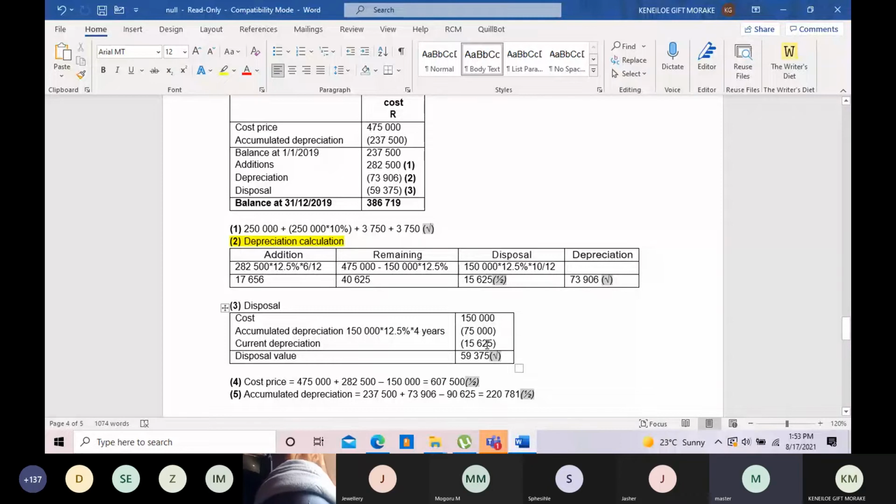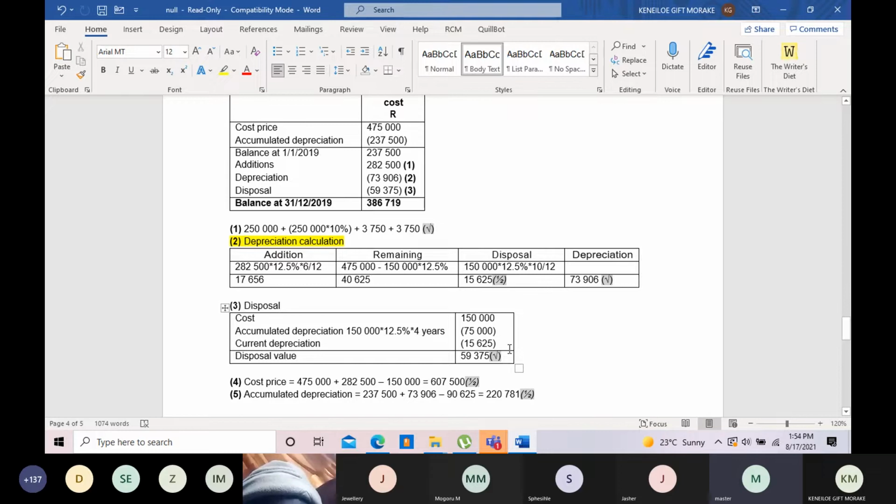You combine the depreciation. You recall that if you're required to do the asset disposal, last year they used to say you must prepare the asset disposal. We have to have the accumulated depreciation at the end for asset disposal. The 75,000 which you see here is at the beginning. This 15,625 is the depreciation during the year.